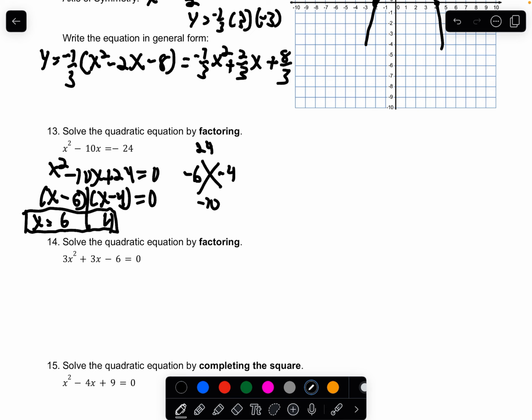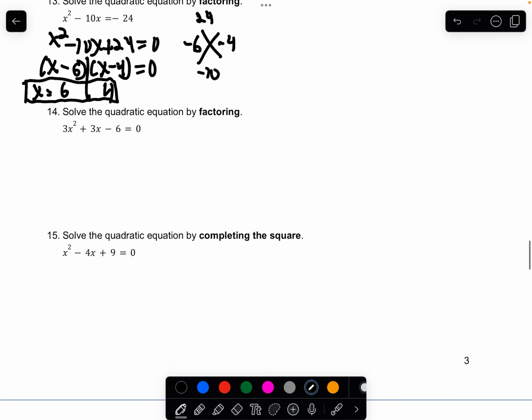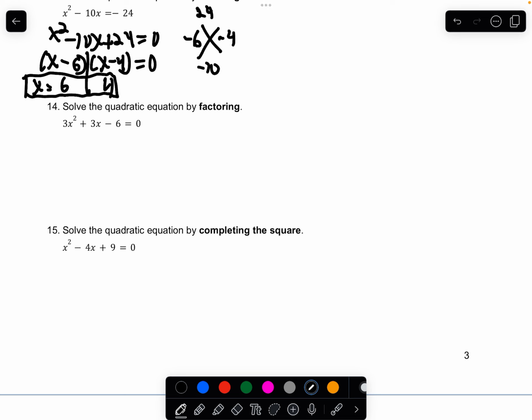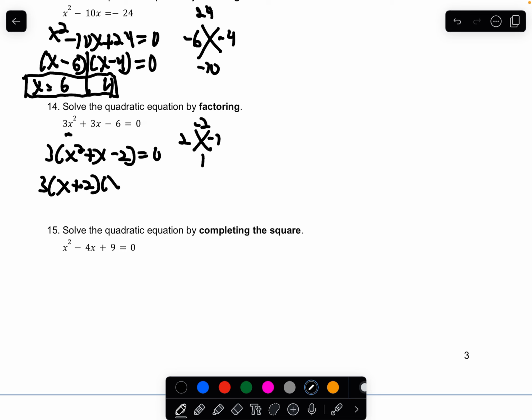And that's pretty straightforward. The next one, it's a little bit crazy because it's 3x squared plus 3x minus 6. Notice there's a number in front of the x squared. First step of any factoring is always to GCF. So we can actually pull out a 3. And we have that. And then we can factor that. What multiplies to -2 and adds up to 1? That's going to be 2 and -1. So it's x plus 2, x minus 1 equal to 0. So we got -2 and 1.